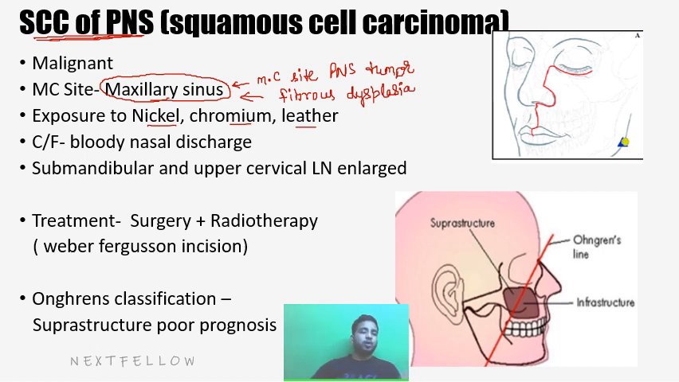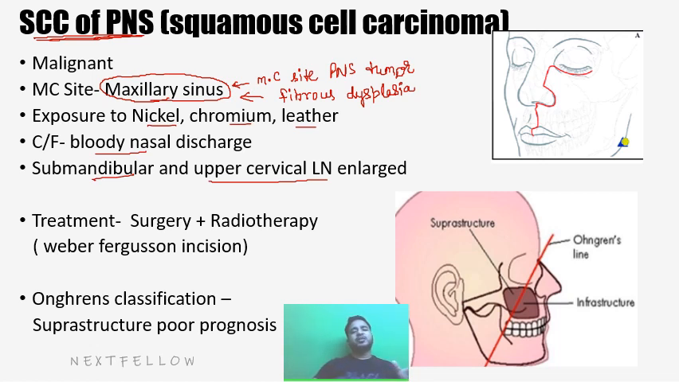Clinical features will be nasal blockage, bloody discharge in the nose, followed by enlarged lymph nodes at the submandibular area or the upper cervical lymph nodes, that is the upper jugular chain. So the lymph node will be enlarged. What will be the treatment?